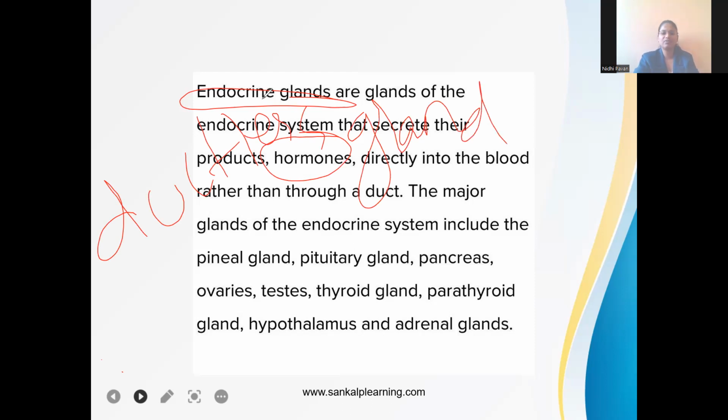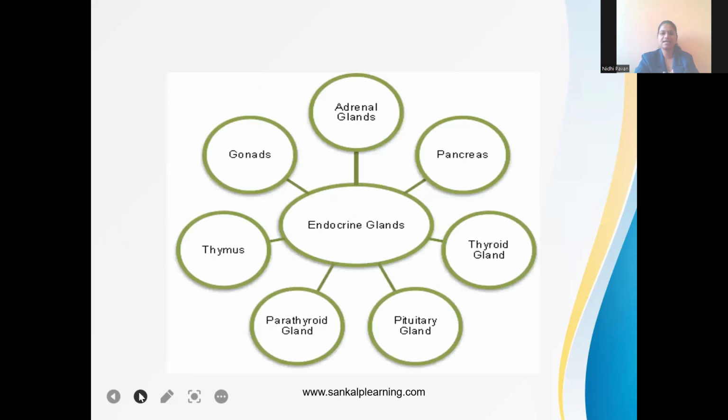The major glands of the endocrine system, let us see now. The endocrine glands are the adrenal glands, pancreas, thyroid gland, pituitary gland, parathyroid, thymus and gonad. So these all are the endocrine glands. So we have 7 endocrine glands. Let us see what these glands produce, and which functions those chemicals will perform in our body. That is all we are going to see today.